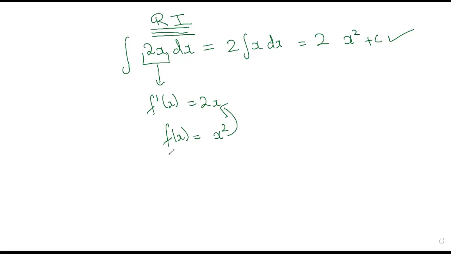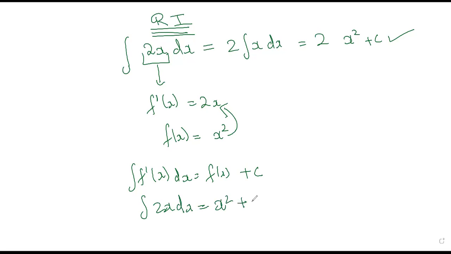This f of x is basically the answer of this integral. So if you had 2x dx, it would be x square plus c. Yeah, we had 2 over here, this 2. Do you get it? Yes.